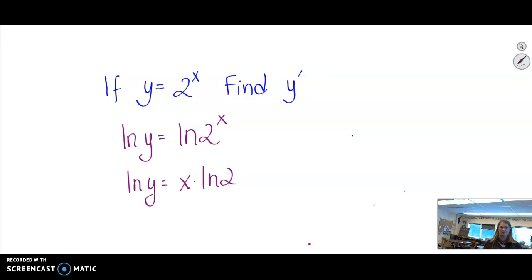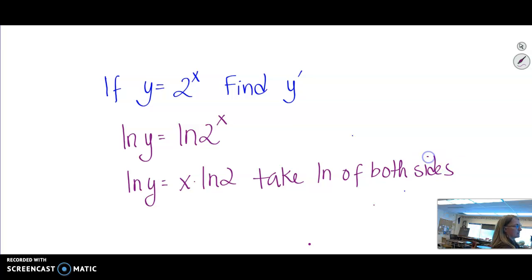And remember, the natural log of 2 is just a number. Your calculator can evaluate it easily because we have the ln button and we have the log button. Log is base 10, ln is the natural log, base e. So ln of 2, we can just figure that out in the calculator. Okay, so anyway, now we have a constant times x on that side. And on the left side, we have ln of y.